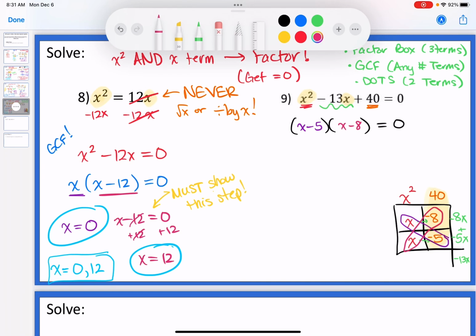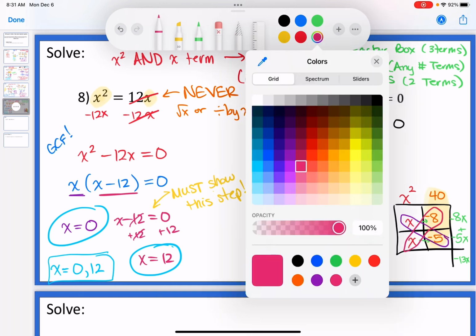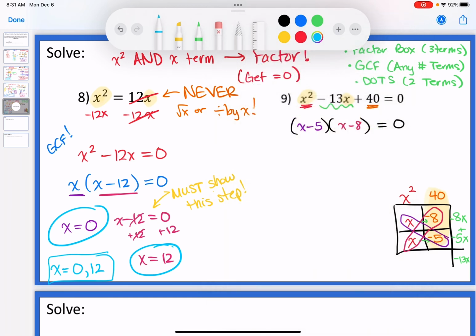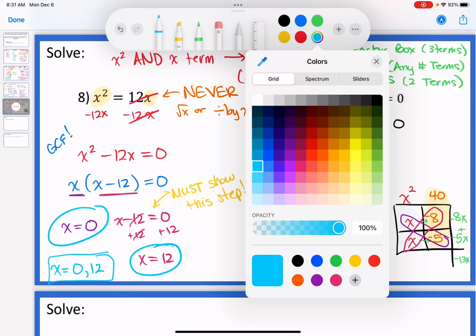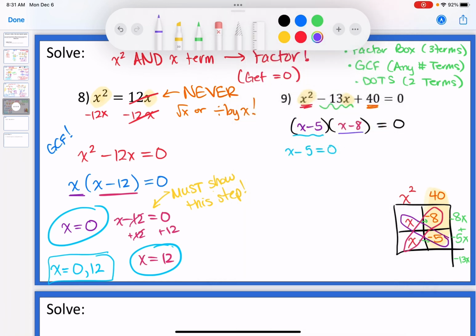Now I'm at that place like in my last one where I have my factors, right? Make sure you bring down that equals 0 because I'm not finished right now. I need to take each factor and I need to make my mini equation. So my first factor is x minus 5, so my first equation is x minus 5 equals 0. My second factor is x minus 8, so I have x minus 8 equals 0. Yes, you have to show this step where you make your mini equations, okay?